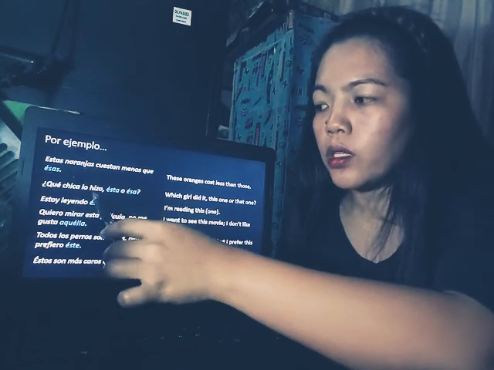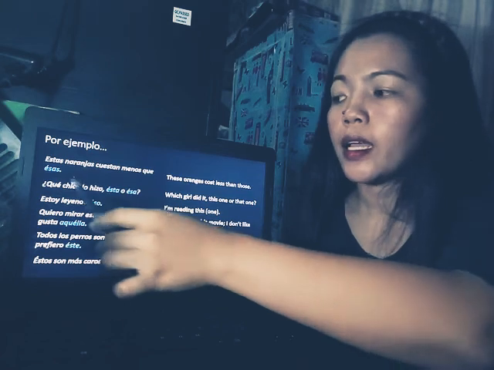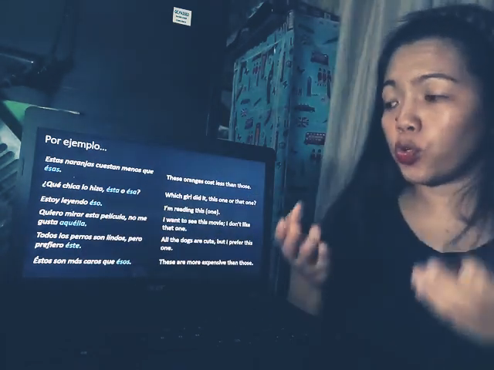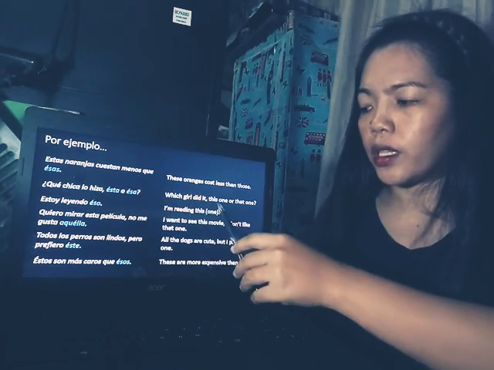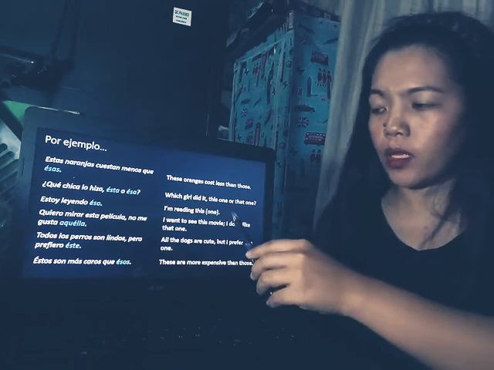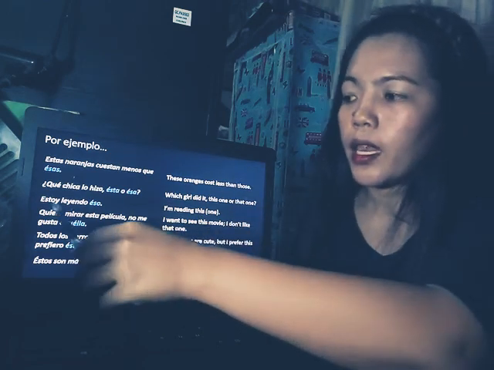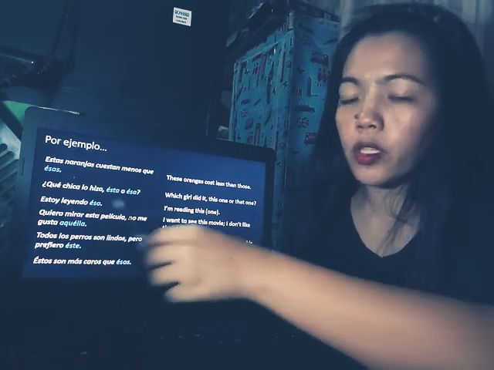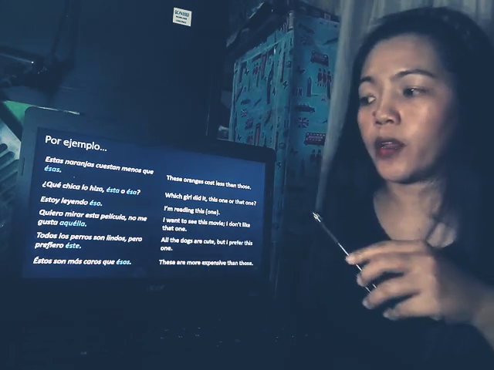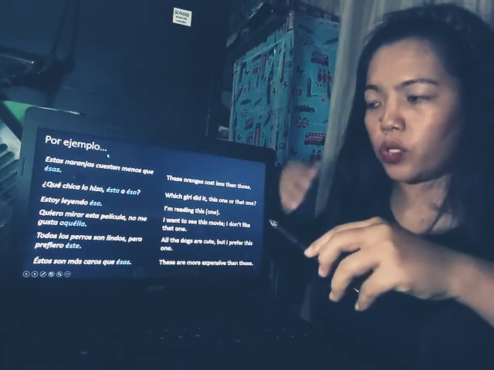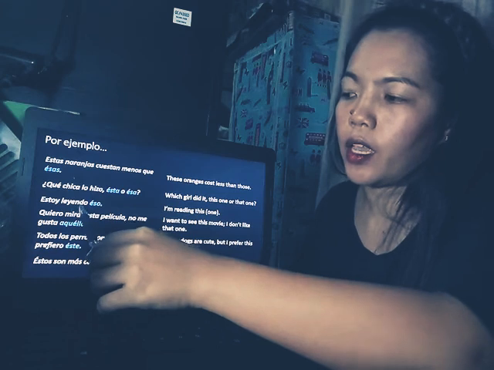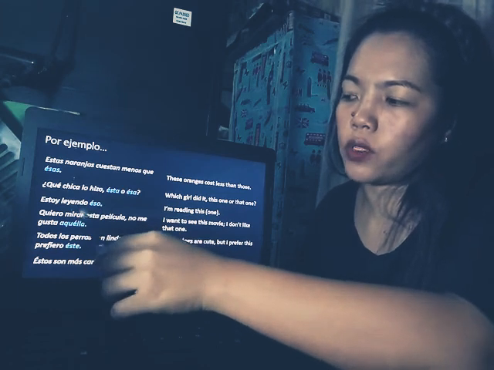¿Qué chica lo hizo, esta o esa? You're going to choose which one. Which girl did it? This one or that one? Esta or esa? So it's very clear. Next, estoy leyendo eso. So I'm reading this, or this one. Eso, so you can easily identify it.